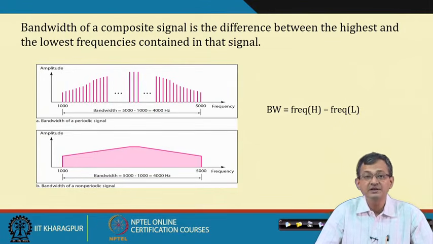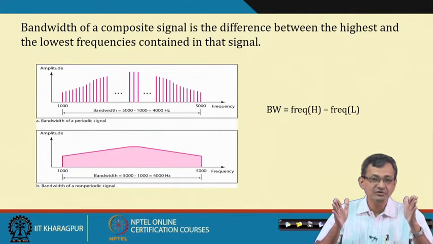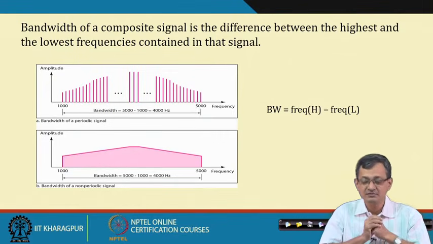So, bandwidth is given by the highest and the lowest frequency. For that matter, for any signal, the difference between the highest and lowest frequency is the bandwidth, right.